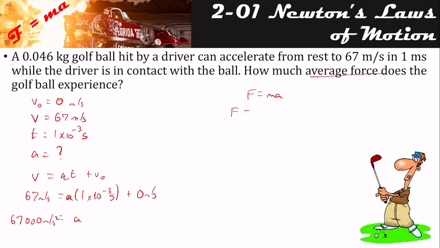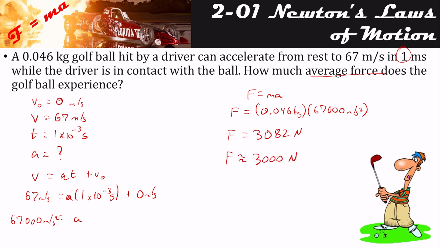So our force is our mass times our acceleration, which gives us 3,082 newtons. Of course, that's too many significant figures. There's actually just one significant figure, so that'd be about 3,000 newtons.